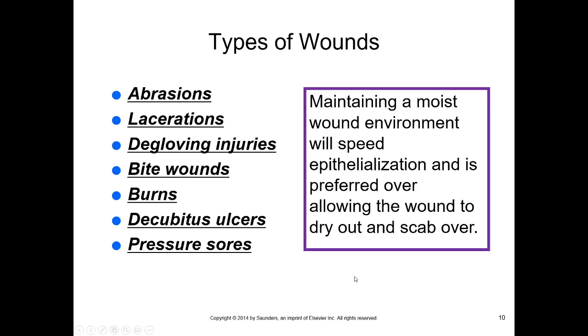There are different types of wounds, and of course, different types of wounds require different treatment. Abrasions are just taking off, it's like skinning your knee, taking off the first layer or so of the epidermis. Lacerations are cuts. They're not really cuts, but they're like cuts or slices in the skin, and they can go to deep tissues.